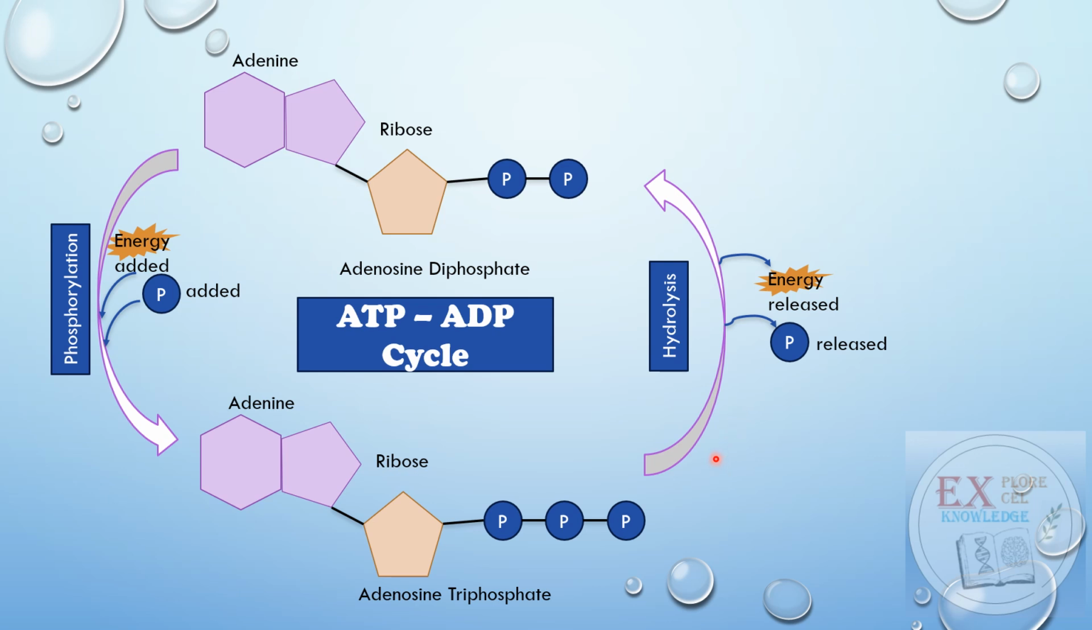ATP is just like a battery for your cells. Just like a battery powers your toys, ATP powers everything your cells do, like protein synthesis, muscle contraction, conduction of nerve impulses, etc.